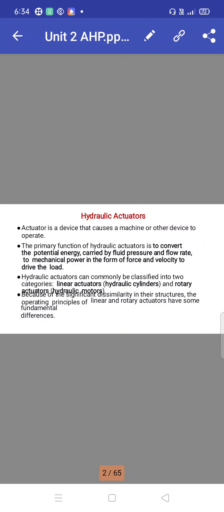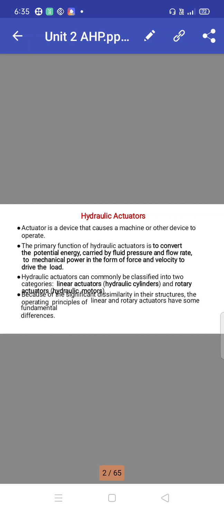Hi friends, now we are going to see something about hydraulic actuators. An actuator is a device that causes a machine or other device to operate. The primary function of a hydraulic actuator is to convert the potential energy carried by the fluid pressure and flow rate to mechanical power in the form of force and velocity to drive the load.